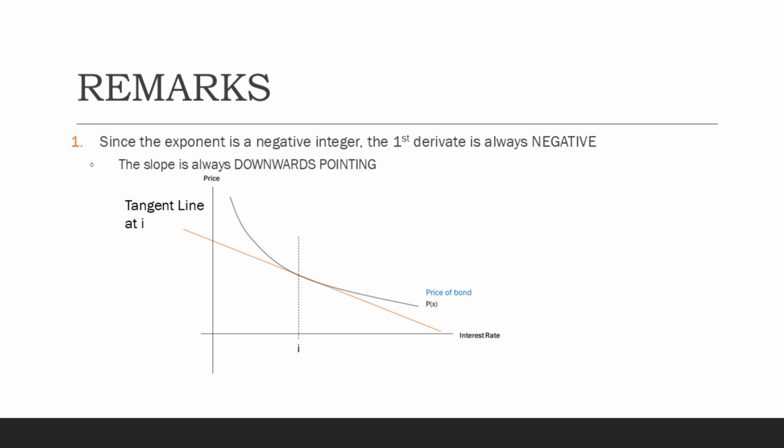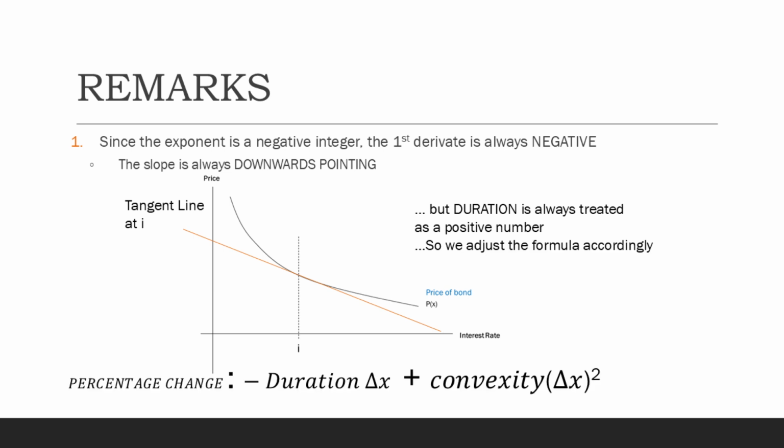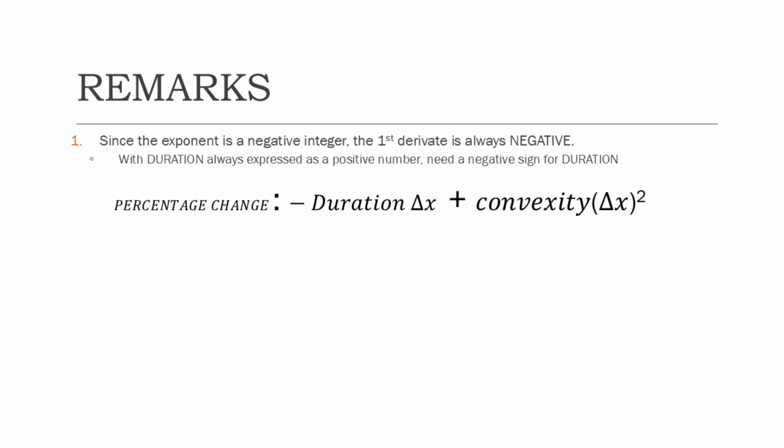So some remarks. Since the exponent is a negative integer, the first derivative is always going to be negative. But duration is always treated as a positive number. So therefore, we need to adjust the formula accordingly. That's why we have the negative duration times delta x, because we don't talk about negative duration. We just have duration, which is a positive number. So we need to append that negative sign times delta x. Okay, so the percentage change therefore will be negative duration times delta x plus convexity times the delta x squared.